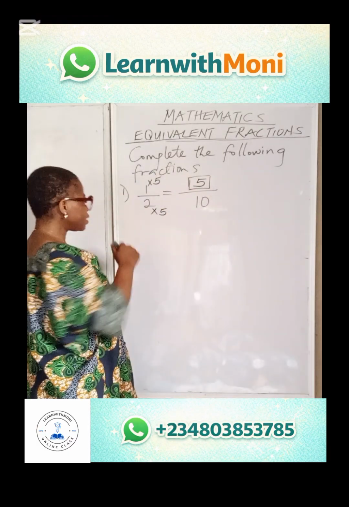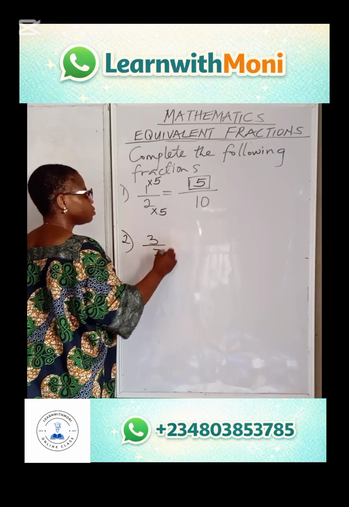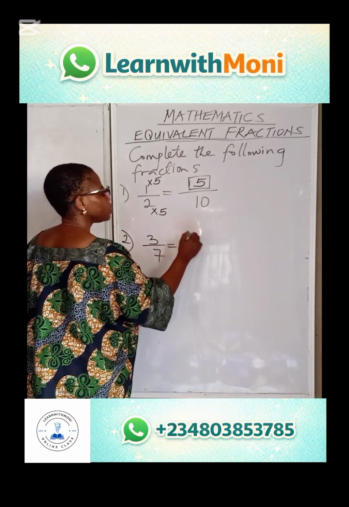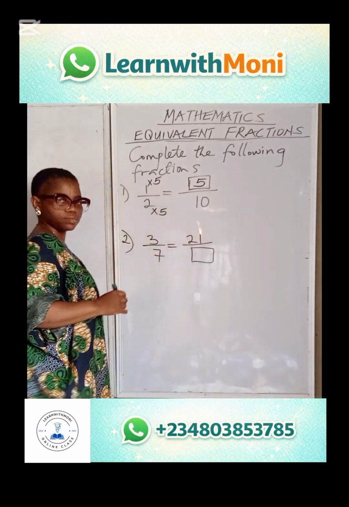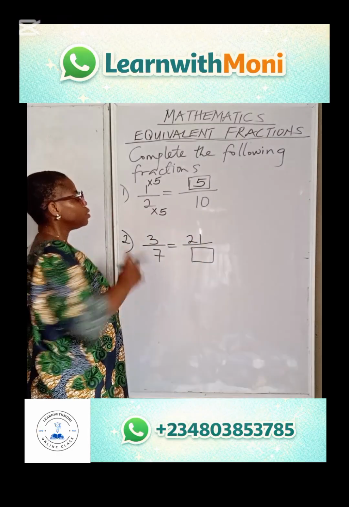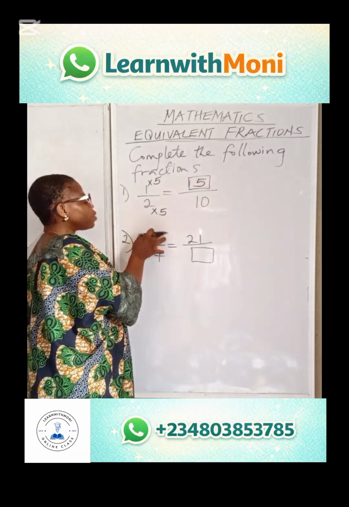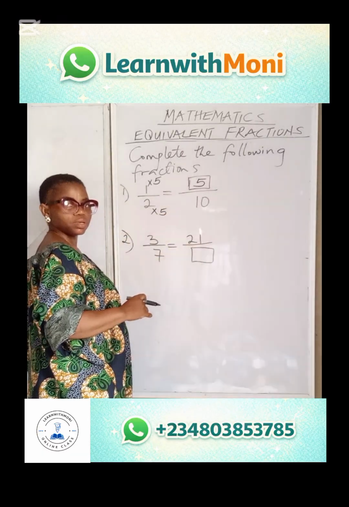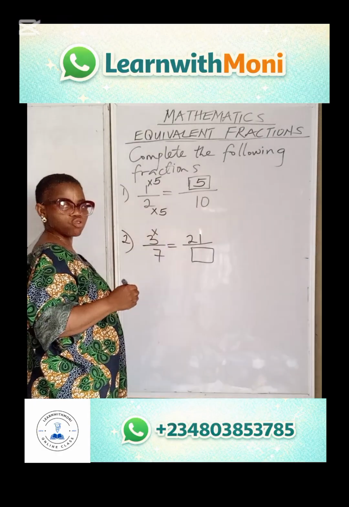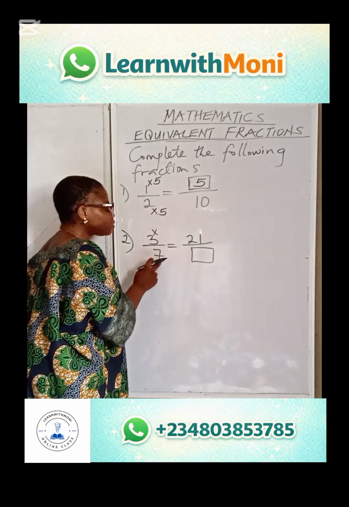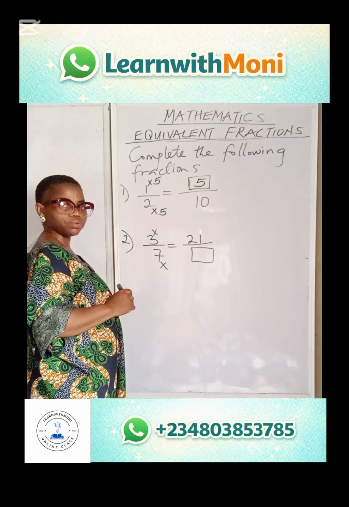Let's see another example. Let's look at 3 over 7 is equal to 21 over something. Look at this. 3 has grown bigger. It has grown from 3 to 21. That is multiplication. Multiplication has made 3 grow bigger. Then the 7 must grow bigger too by multiplication.